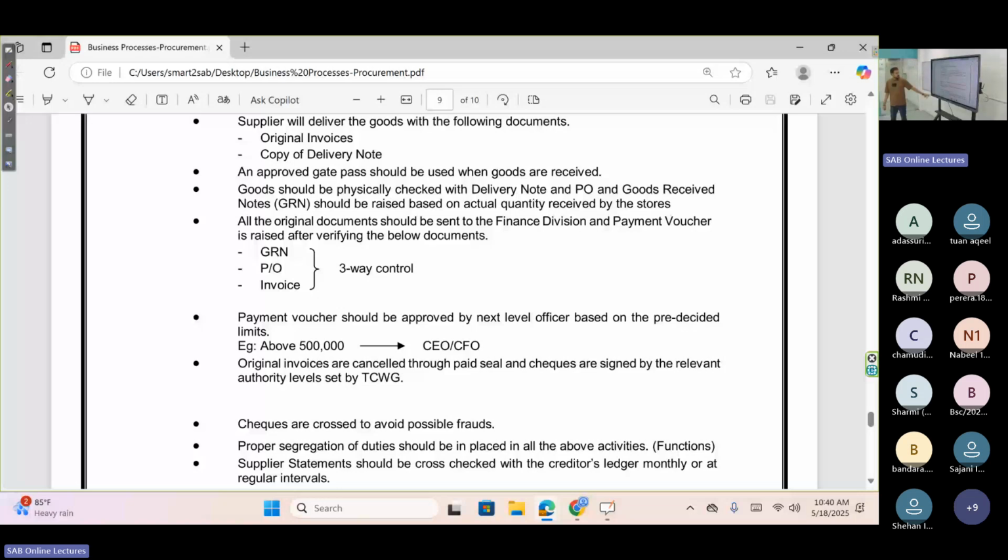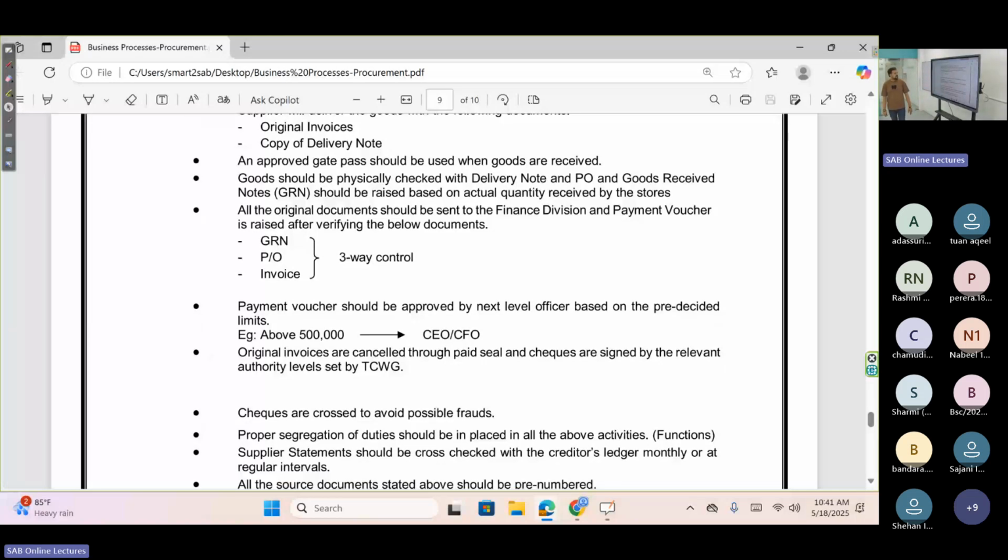Duplicate payments should be avoided. Payment voucher should be approved by the next level officer based on the pre-decided limits. Pre-decided limit means what I explained now: up to 100,000 accountant, 1 to 5 lakhs finance manager, 5 to 8 lakhs finance controller, more than 8 lakhs finance director. That is called pre-decided limits.